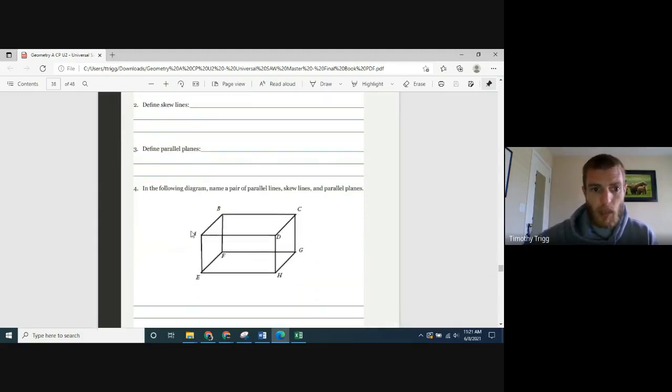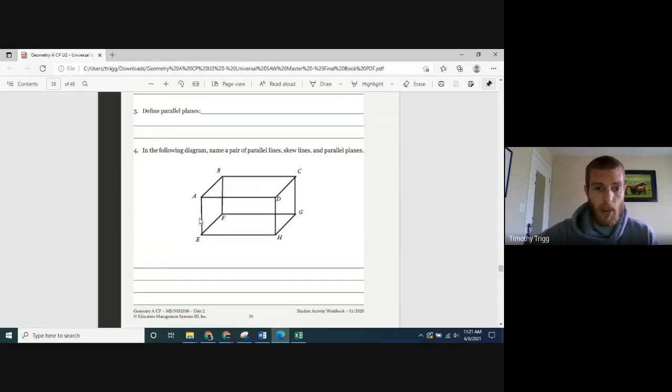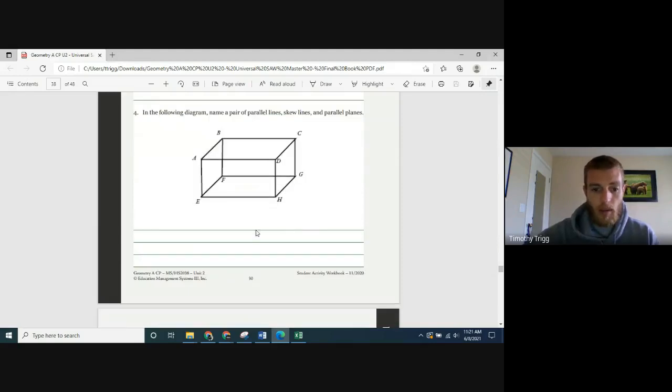Okay. All right, let's go on to page 4 then. In the following diagram, name a pair of parallel lines, skew lines, and parallel planes. For parallel lines, you can basically pick any two lines as long as they're on the same plane and going the same way. For example, AE and DH are parallel lines. So we would write AE and DH as an example.